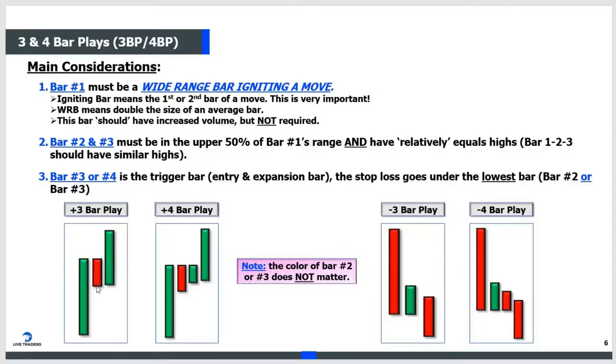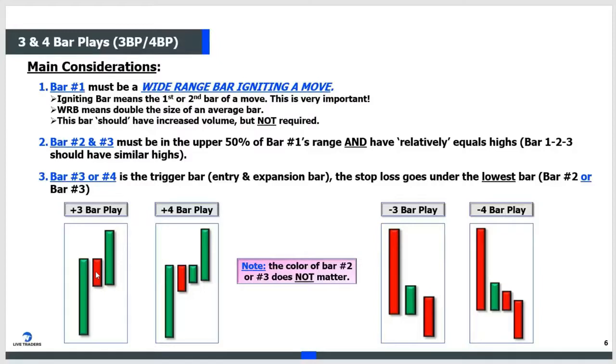It's an engulfing bar. Okay, so bar number 2, and if it's a 4-bar play, bar number 3 as well, they have to be in the upper 50%. It's preferable, hear me out, it's preferable if they're in the upper 25 or 30%. The smaller this bar is, the better, right?